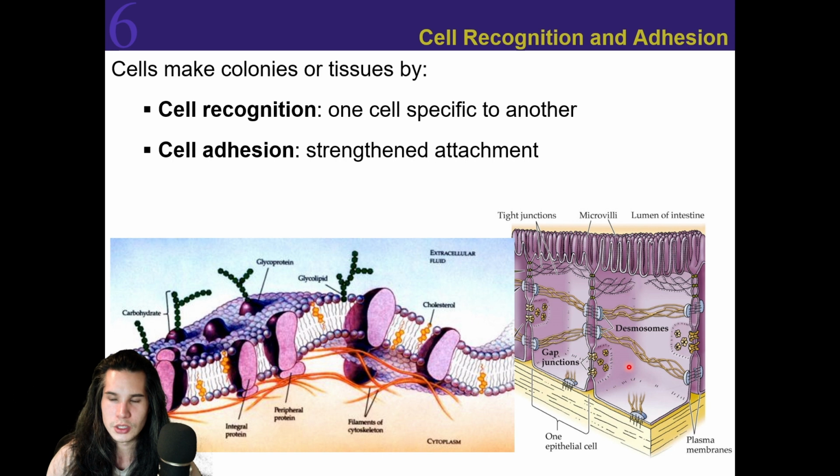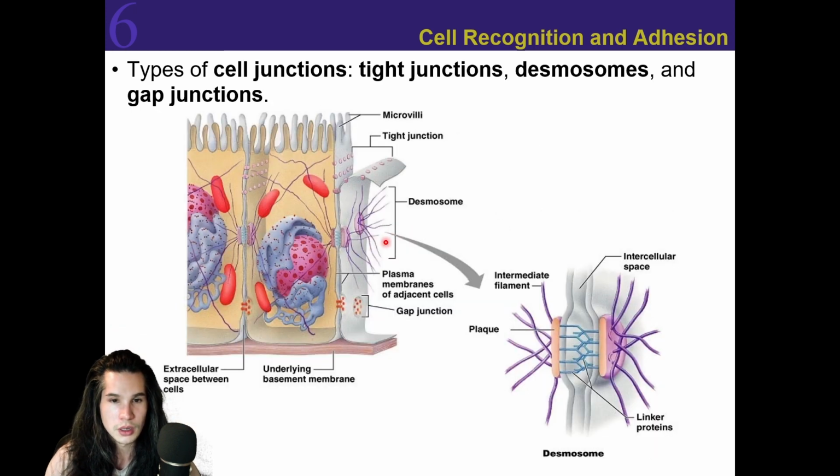And you also have these things called gap junctions. If you notice here, they're kind of like little channels or little pores that connect the cytoplasm of cells together. So, your types of cell junctions. We're going to talk about different types of cell junctions. We have tight junctions, we have desmosomes, and we have gap junctions.